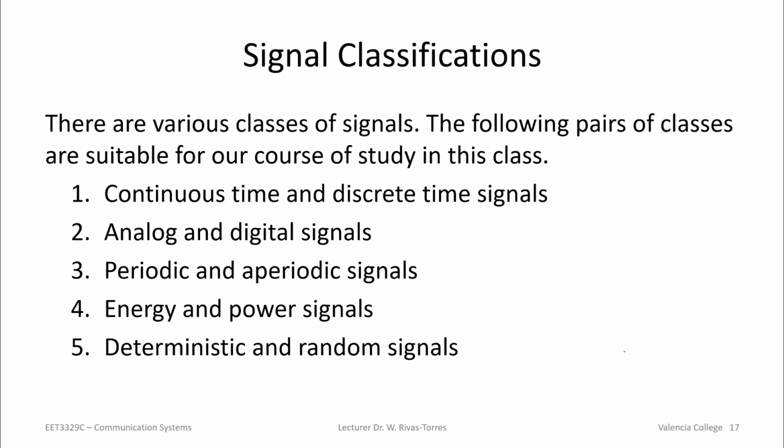Okay, so enough about signal strengths. Let's talk a little bit about signal classification. Signals can be classified in so many different ways, right? Here are several pairs of classes of signals that we will study in class either pretty soon or sometime in the future. We talk about continuous time and discrete time signals. We talk about analog and digital signals. We will talk about periodic and aperiodic signals.